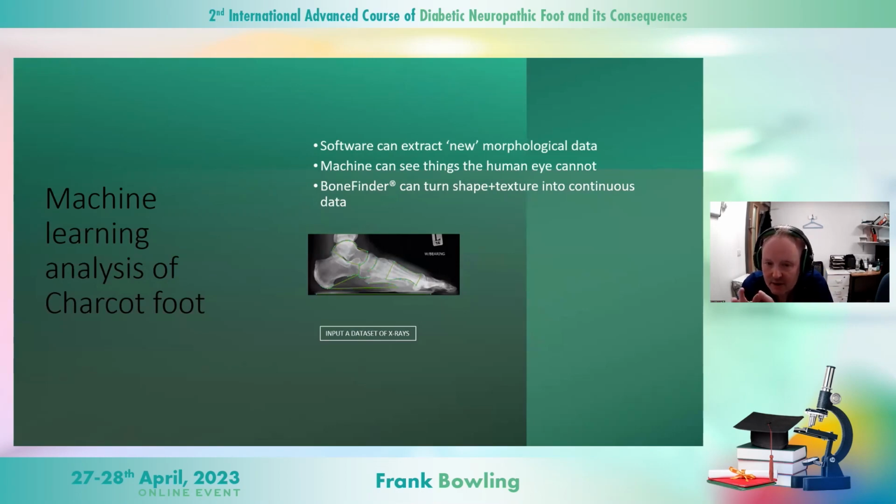So the software itself can extract new morphological data that certainly cannot be seen by the eye or any other sort of visual recognition, and it can turn shape and texture into continuous data. So if you put in a series of numbers or figures, from that data set, it will give you that pictorial image of the dots that you can see around the articulating surfaces. Next slide, please.